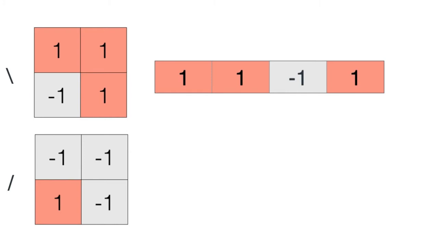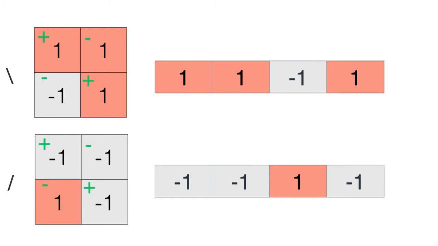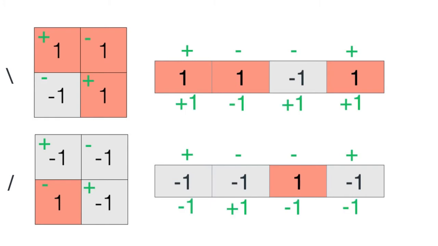So it sees this 1, 1, minus 1, 1, and in the bottom it sees minus 1, minus 1, 1, minus 1. And if we use our existing classifier, what do we get? We get plus, minus, minus, plus, right?